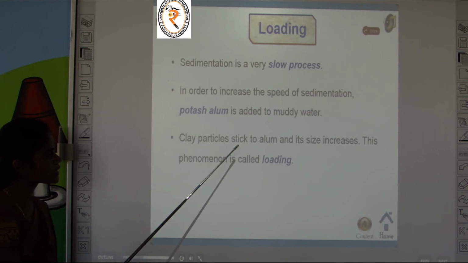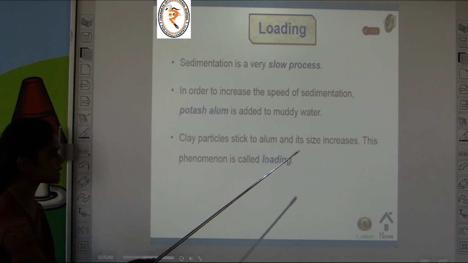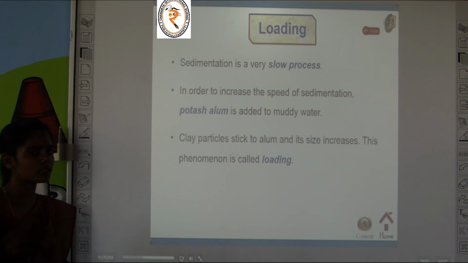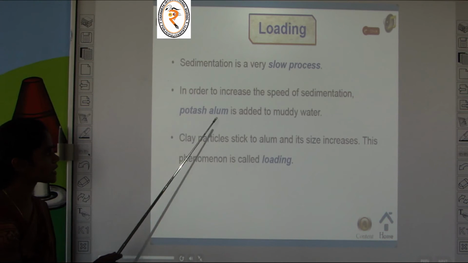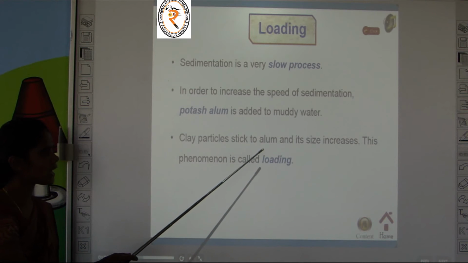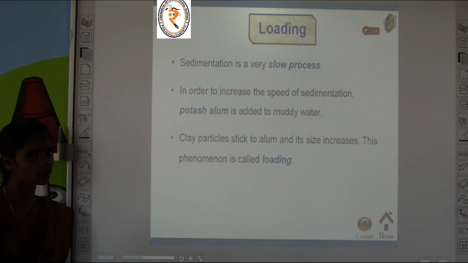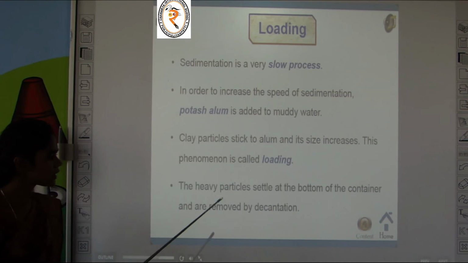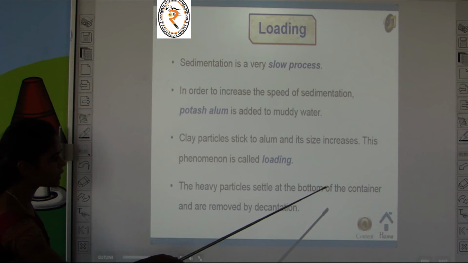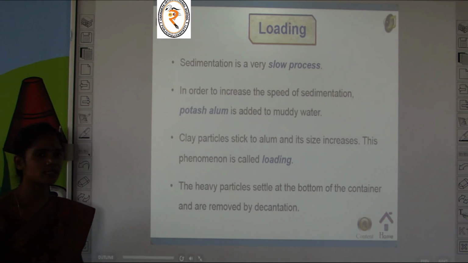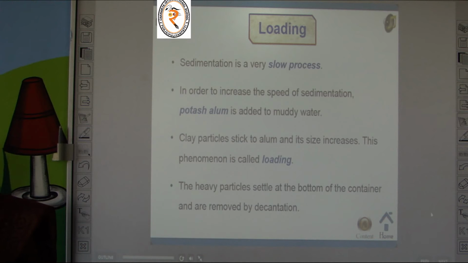Clay particles stick to the alum and their size increases. This phenomenon is known as loading. When the chemical potash alum is added to the mixture, the clay particles stick to the alum and their size increases. So this process is known as what? Loading. The heavy particles settle at the bottom of the container and are removed by decantation. So this process is known as sedimentation and decantation. And the next one.